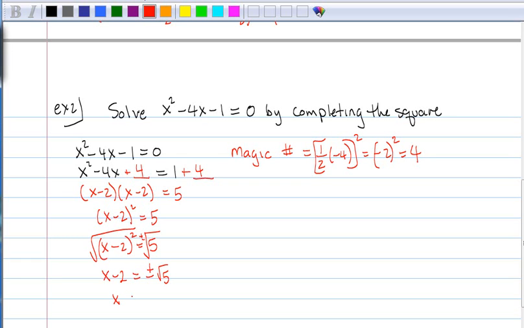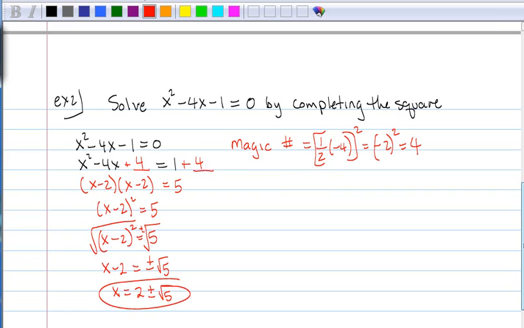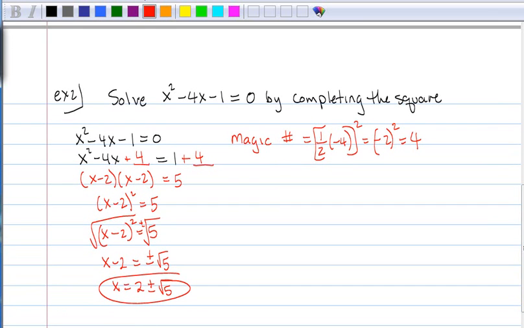Finally, we can add 2 to both sides to solve for x. So now we have just solved for x. We've got an x on one side. If you want to get a decimal, you can do so by figuring that out in your calculator and rounding it. But that would be a fine answer. x is equal to 2 plus or minus the square root of 5. So we just used completing the square to solve a quadratic equation.